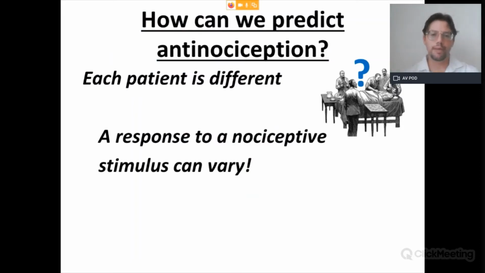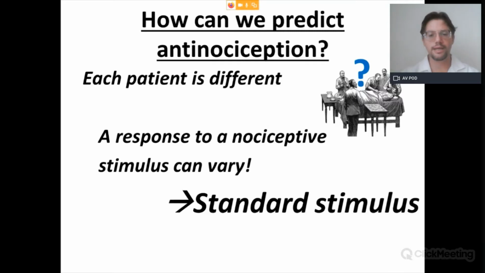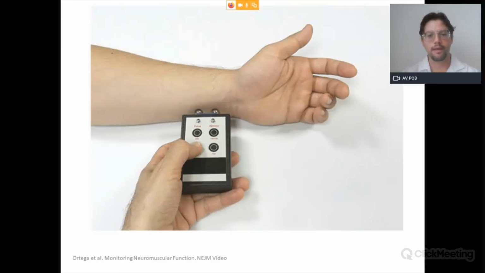First, we need to go back to the basic concepts. Each patient is different, right? That's the main concept behind personalization of care. And a response to a nociceptive stimulus can vary thus from patient to patient. So if every patient varies, what do we need? We need a standard stimulus to allow us to assess each individual change in nociception. And what better monitor, or at least elicitor of a noxious stimulus, than the tetanic stimulation, which all of us have already used in our care to assess neuromuscular blockade, right?